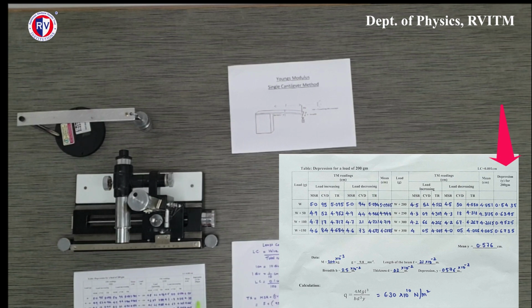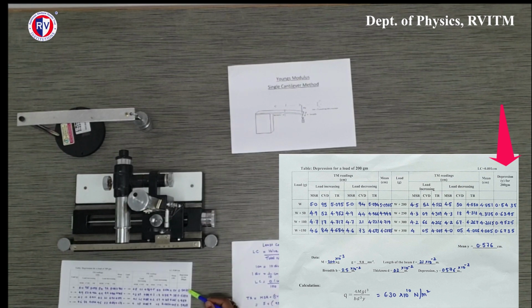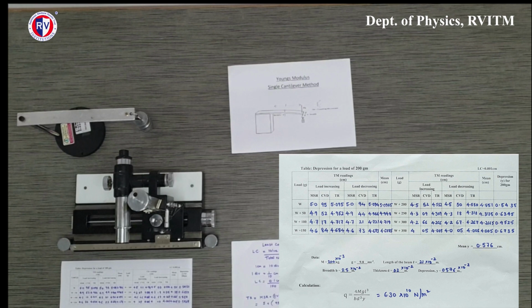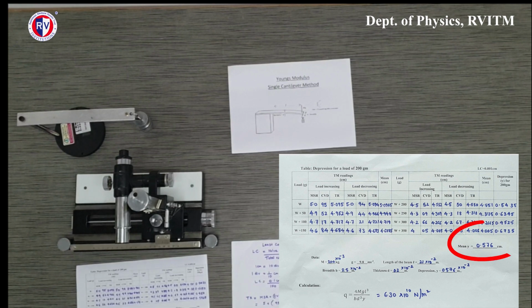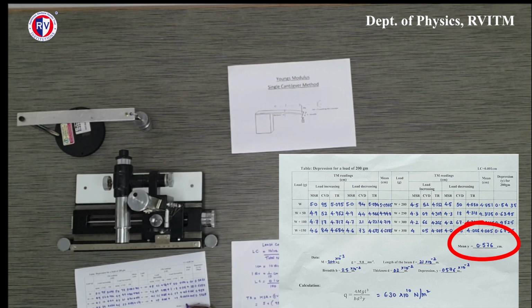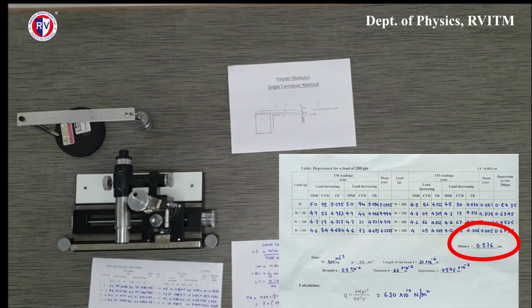So students, shall we write down the mean depressions here? So here you can see this is the depression for 200 grams. I need to find the mean of this. So I will just basically add all this and divide by 1, 2, 3, 4. So I have 4 readings here. I will add this and divide by 4. So now I will get the mean depression for 200 grams. And what is that? 0.5828. This is in centimeters.